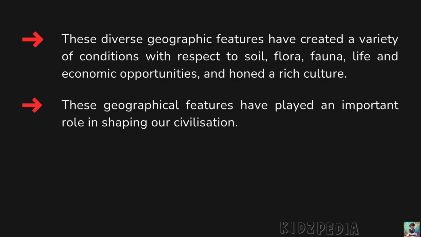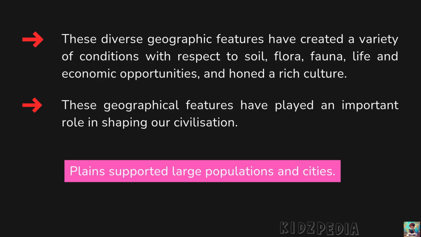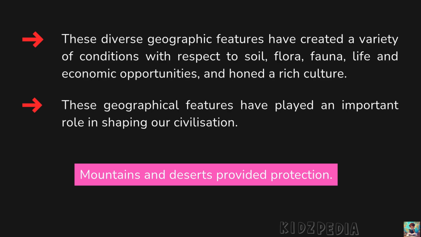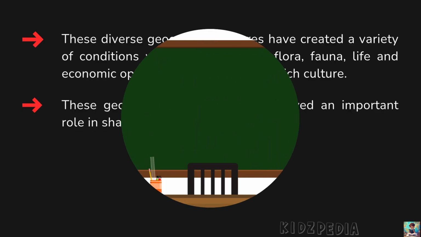So, India's geographical features like mountains, rivers, plains, deserts and coast have played a very important role in shaping our civilization. Rivers helped early people settle and start farming. Plains supported large populations and cities. Mountains and deserts provided protection. Different regions led to different ways of life and traditions. Because of all this, geography has greatly influenced how people live, grow and develop society in India.